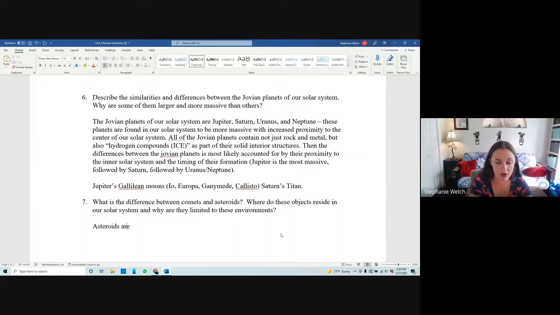Asteroids are effectively leftovers in the process of forming terrestrial planets and exist in the aptly named asteroid belt that exists between Mars and Jupiter.